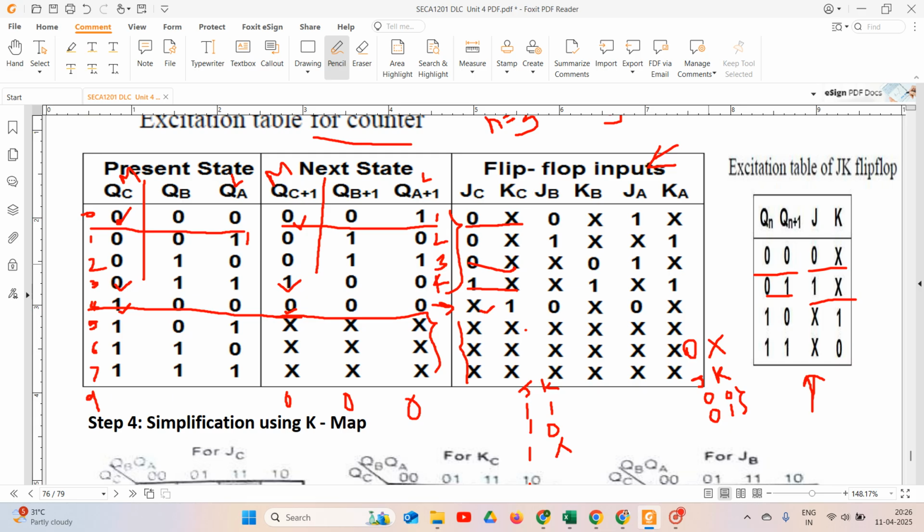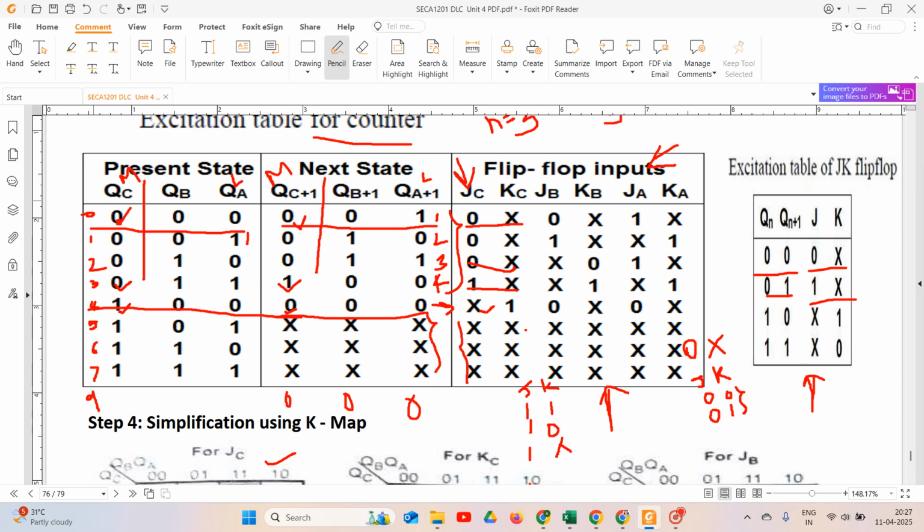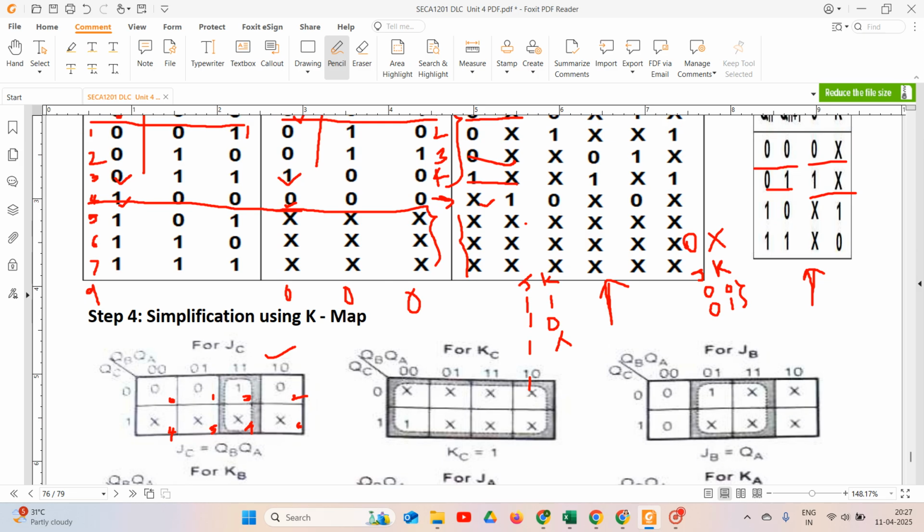Once you frame the excitation table of the mod 5 counter, now you have to find out the characteristic equation for JC, KC, JB, KB, JA, KA, right? See here, I will teach you only for JC. For the remaining, you have to find out yourselves. So I have to find the characteristic equation for JC. This is a 3 input variable, so I have to use a 3 variable K map.